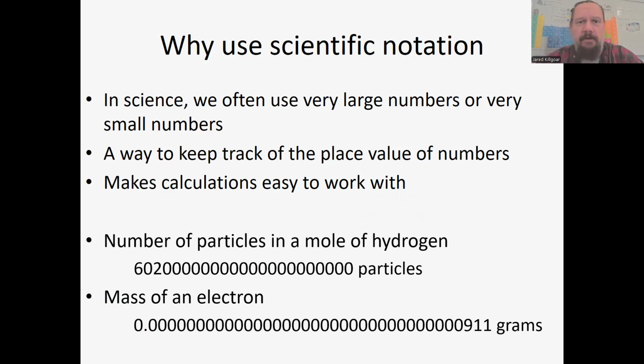Here's the mass of an electron. It's a really small mass. There's a lot of zeros. You couldn't even tell me that there were 33 zeros. Just kidding, there's 34. You didn't even know. See? That's why we use scientific notation.